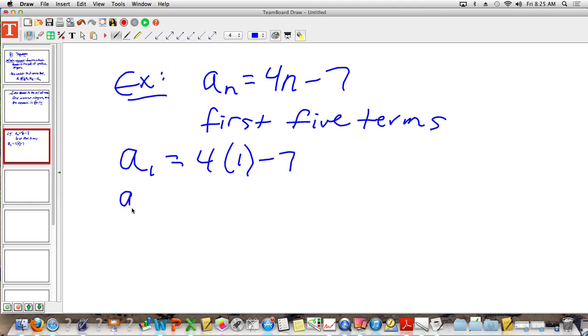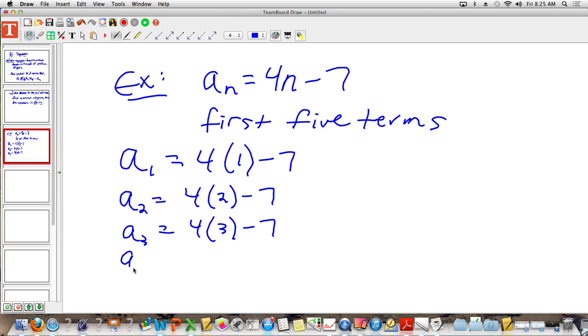If you do the second term, you would do 4 times 2 minus 7. The third term would be 4 times 3 minus 7. The fourth term, take a wild guess what the fourth term would be. 4 times 4 minus 7. The fifth term would be 4 times 5 minus 7.